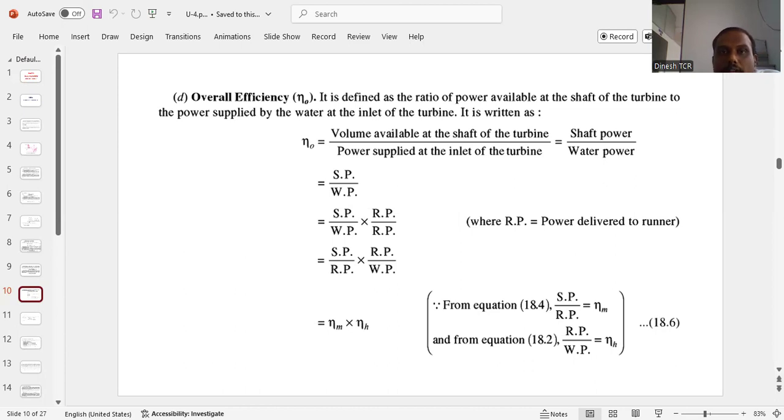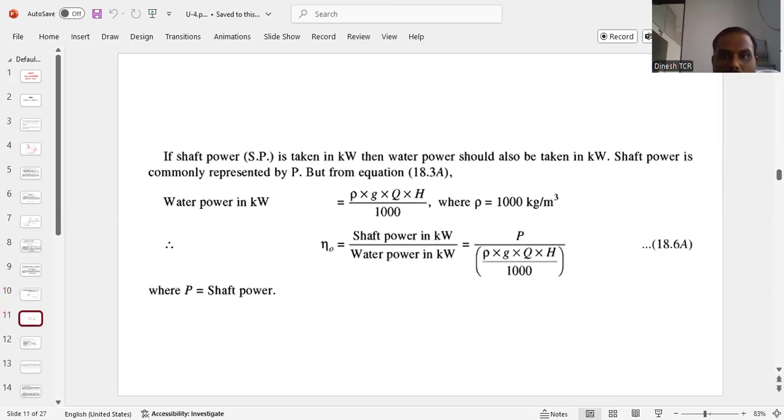By other means, we can also get the overall efficiency by multiplying the mechanical efficiency and the hydraulic efficiency.